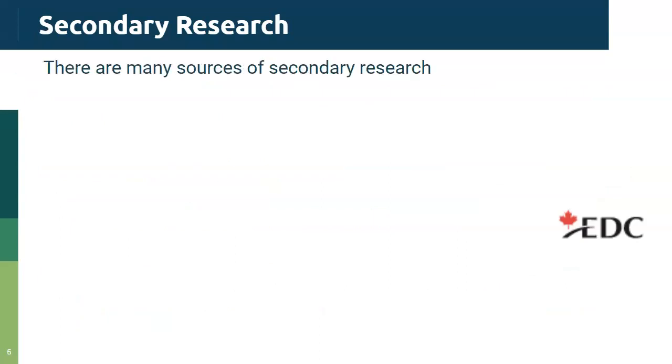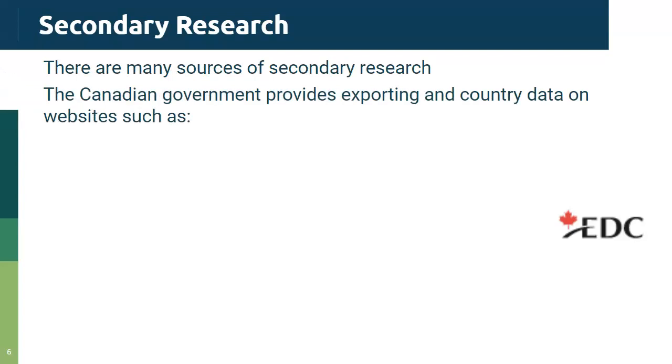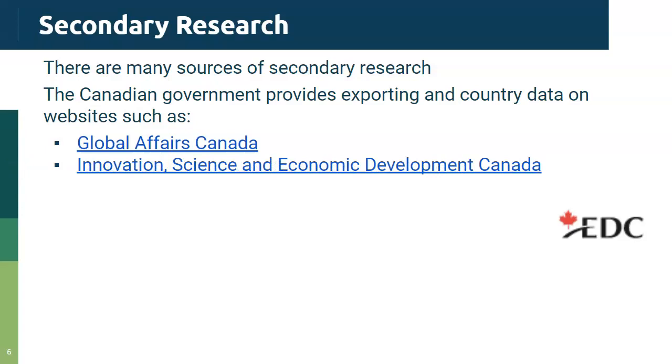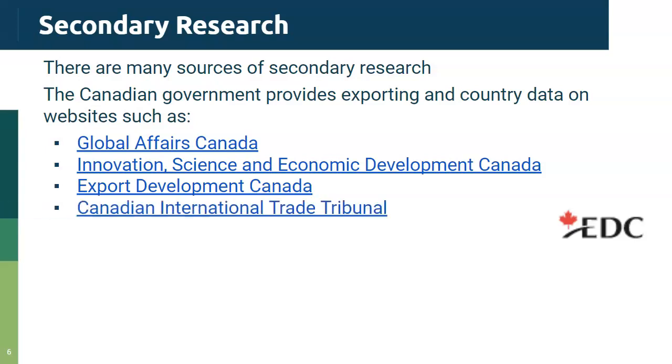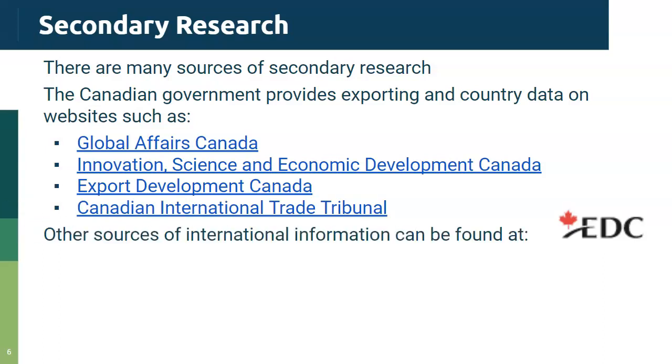There are many, many sources of secondary research, and I'll give you a few. So the Canadian government provides exporting and country data on many websites, and we've used these in class. I won't click on the links in this video. We've seen them already. So Global Affairs Canada, Innovation, Science and Economic Development Canada, Export Development Canada, and lately the EDC site's been a little more subscription oriented. They're not as free with their information as they were even a year ago. This is 2023 as I'm recording this. The Canadian International Trade Tribunals and other sources.